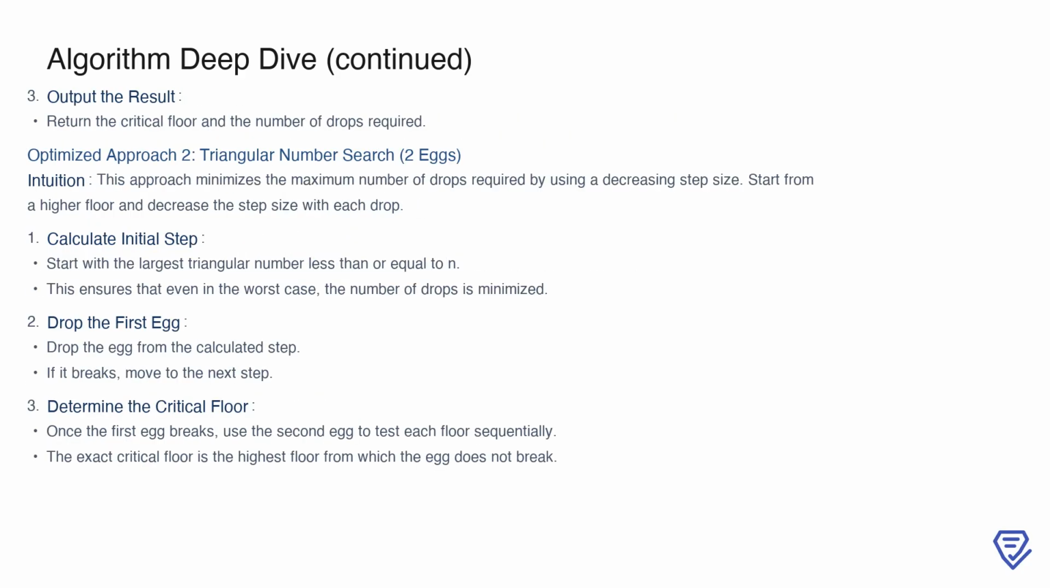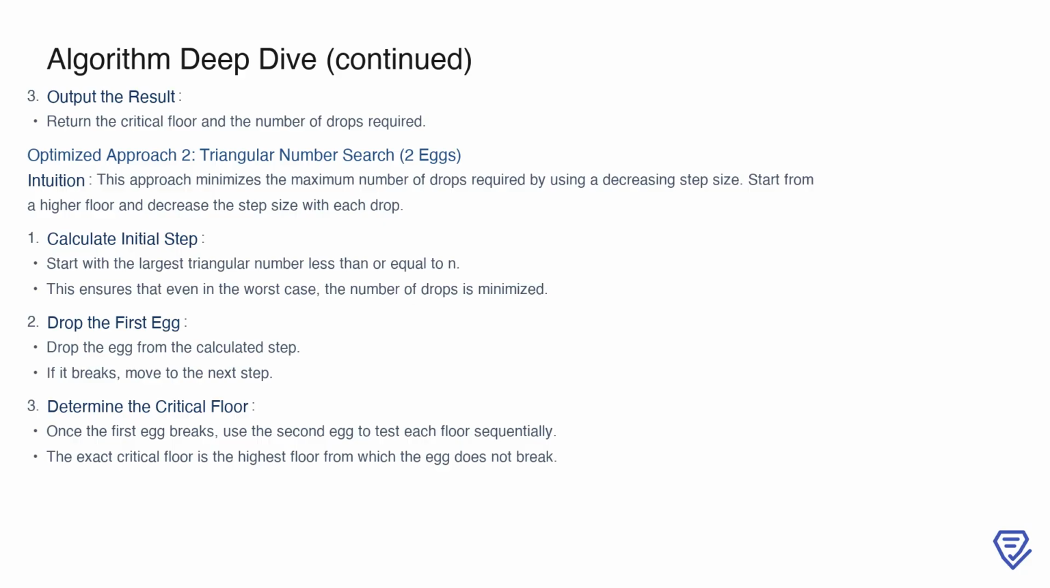Once the critical floor is identified using the single egg, the result is returned, including both the floor number and the total number of drops. Now, let's explore a significantly more efficient approach when 2 eggs are available, the triangular number search. This method strategically minimizes the maximum number of drops required in the worst-case scenario by using a decreasing step size. To begin, you calculate the initial step as the largest triangular number less than or equal to the total number of floors. This ensures that even in the worst case, the number of drops will be minimized.